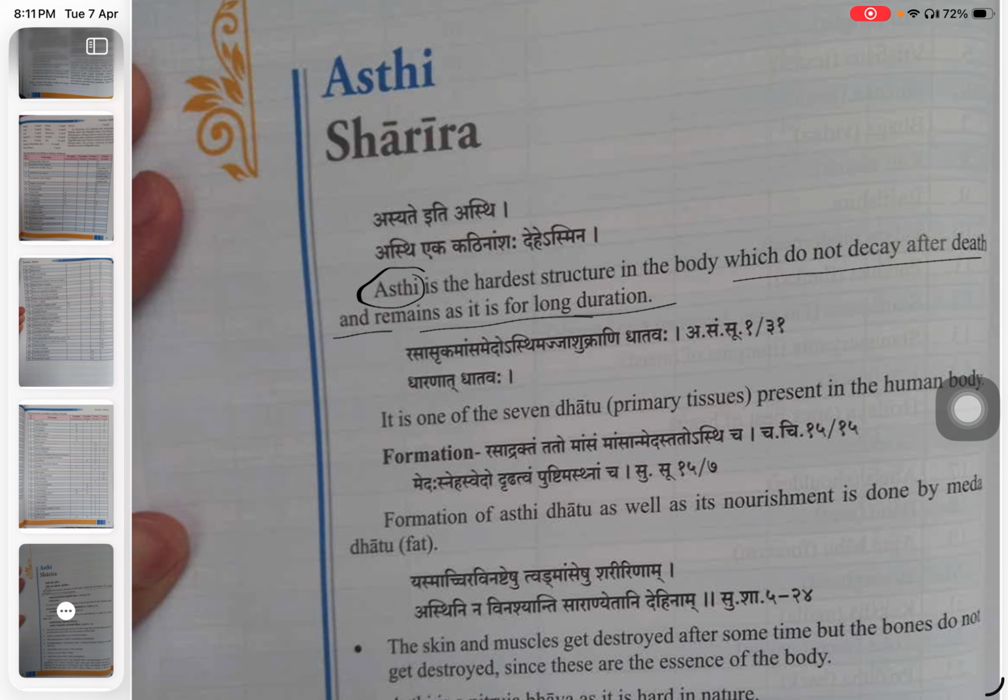रस असृक मांस मेदो अस्थि मज्ज शुक्राणी धातव. Dharanat dhatav. So what are the sub dhatus? They are one of the seven dhatus. The sub dhatus are ras, rakt, mas, med, asthi, majja, and shukra, right?